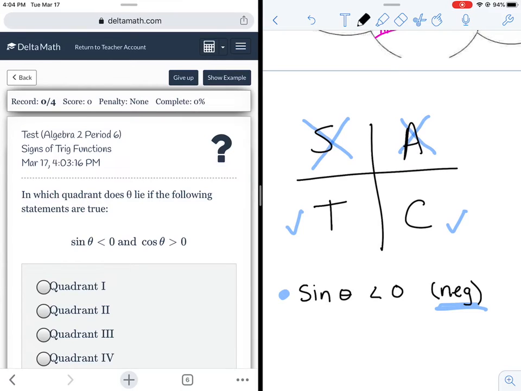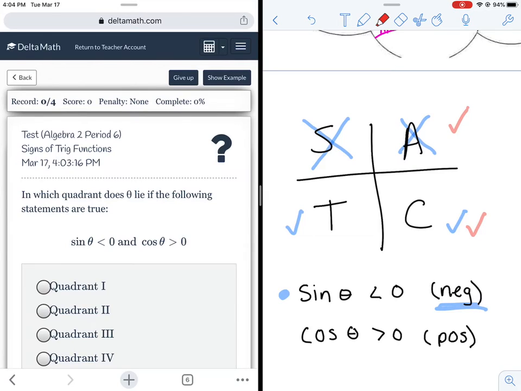I'm going to do the same with the other scenario. They're telling me that cosine of this angle is greater than 0. So that means that cosine is positive. So I need to figure out in which quadrants cosine is positive. Well, the big C stands for where cosine is positive. So cosine's positive there, and cosine is also positive in quadrant 1 because they're all positive.